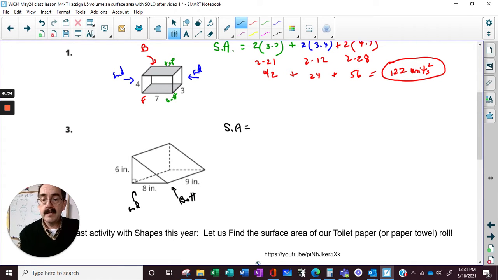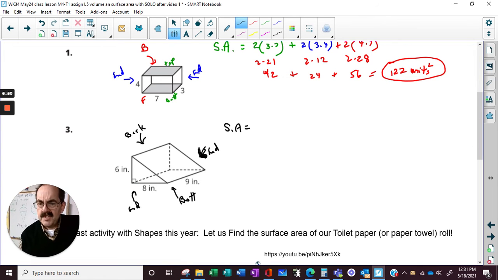We got an end. We got an end. We got a back. Okay. Kind of messy looking if you ask me. Alright, now, the ends are the same. The bottom, okay, let's do the bottom. The bottom's easy. And the bottom is just 8 times 9.